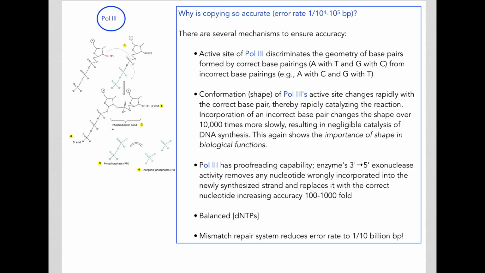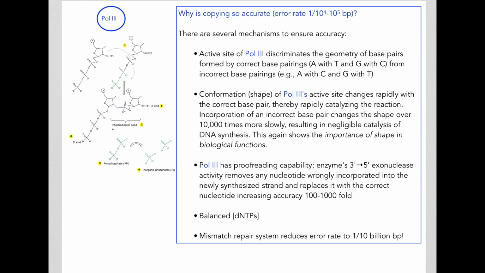In addition to its shape, polymerase III also has proofreading capability. The enzyme has a 3' to 5' exonuclease activity. So if a wrong nucleotide was incorporated into the new strand, this 3' to 5' activity of this enzyme will replace the wrong nucleotide with a correct nucleotide. And this increases the accuracy over 100 to 1,000-fold.